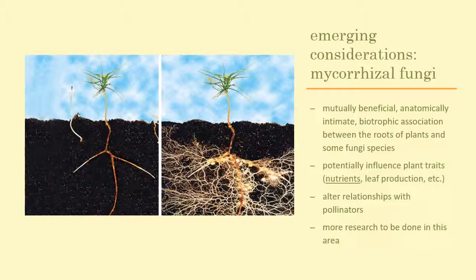New discussions being had that I find particularly interesting are how mycorrhizal fungi can affect the relationship between plants and pollinators. Mycorrhizal fungi are the result of a mutually beneficial relationship similar to plants and pollinators, but this time it's between some fungi species and plant roots. And the picture on the left is a plant root with no mycorrhizae, and on the right is one with probably miles of mycorrhizal fungi. And what these do is connect plant roots to other plant species.